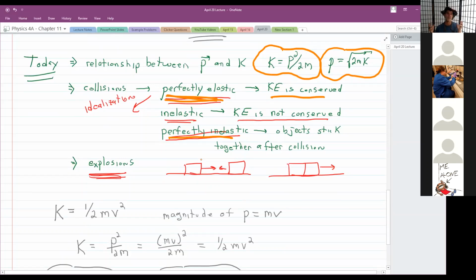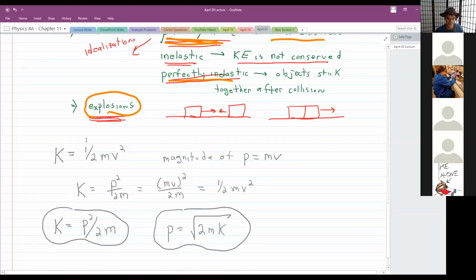We also use this all the time for explosions and things like that. In an explosion, some kind of force causes these objects to fly apart. If I define my system as, let's say, the firecracker, then whatever caused the explosion is an internal force, which is not going to change the overall momentum of the system.